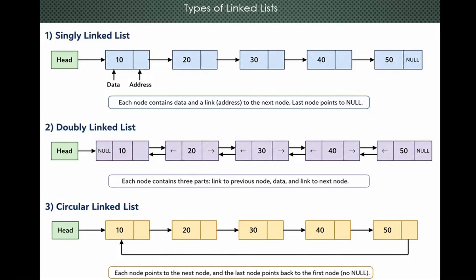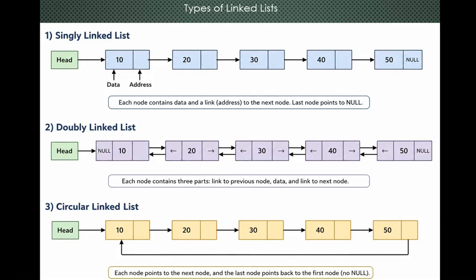There are different types of linked list used in programming. The most common types are singly linked list, doubly linked list, and circular linked list. Singly linked list: each node points to the next node. We have already seen this example. A node is divided into two compartments. One is data and the other one is the link or the address part. The last node always points to null.